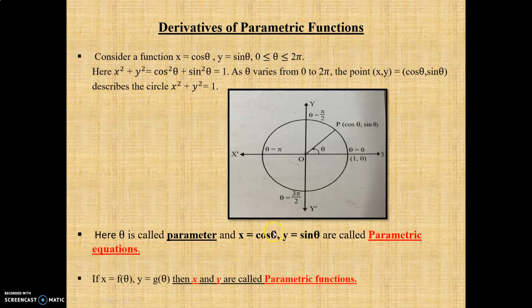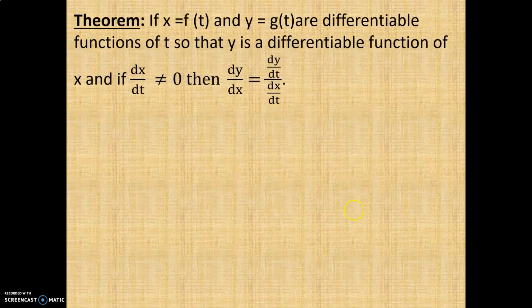If x is equal to f of theta, y equal to g of theta, then x and y are called parametric functions. So the next topic is derivative of parametric functions. For that we have to start with the theorem. The statement of this theorem is: if x is equal to f of t and y is equal to g of t are differentiable functions of t, so that y is a differentiable function of x, and if dx upon dt is not equal to 0, then dy upon dx is equal to dy upon dt upon dx upon dt.